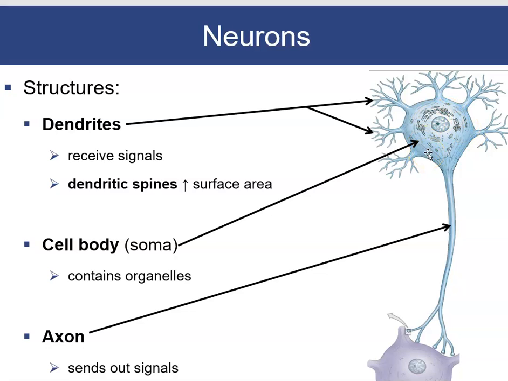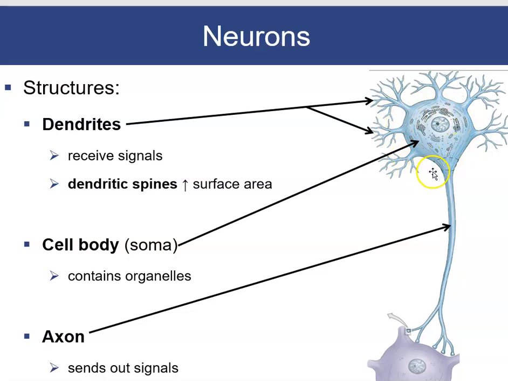Dendrites are designed to receive signals. This information comes in a one-way direction toward the cell body. So these pick up information and direct it toward the cell body. On the end of the dendrites, you may find spines. These help to increase the surface area available for picking up information.